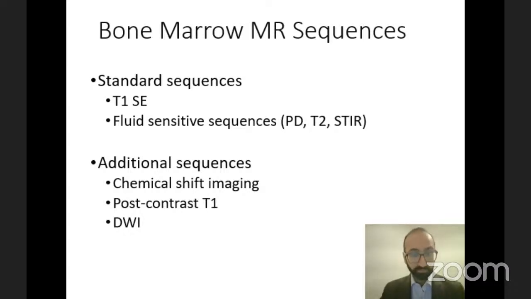So they'll eliminate the fat to give you nice contrast to see where there's a change in the distribution of water protons. There are also advanced sequences you can do, chemical shift imaging. I'll show some examples. We may do post-contrast depending on what the indication is, and diffusion imaging can actually be very useful both in the context of oncology and infection.